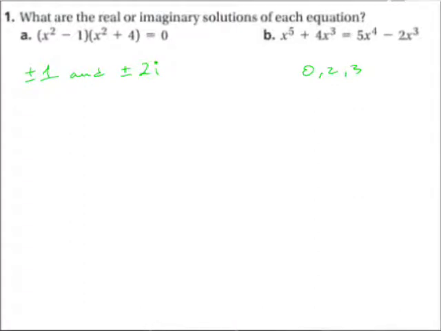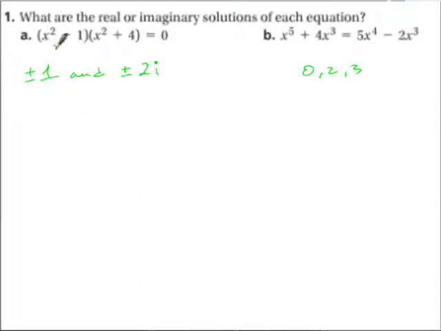Alright, on 1A, the solutions I got were plus or minus 1 and plus or minus 2i. On 1B, the solutions I got were 0, 2, and 3. I'll give you some hints, and then if you have questions on these, you can ask in the comments on the YouTube channel, or you can tweet me questions and I'll give you specific answers, or email, of course, too.